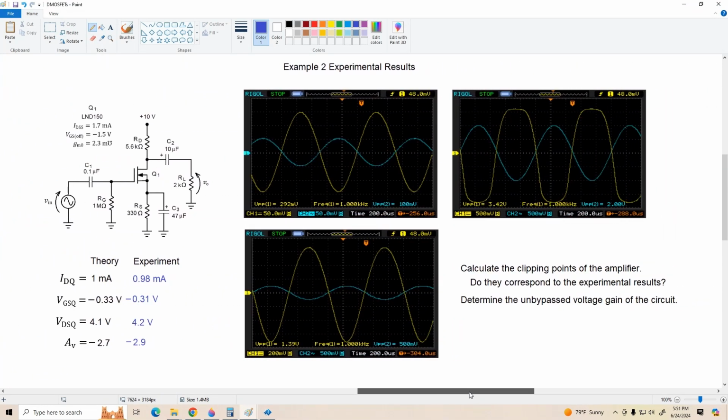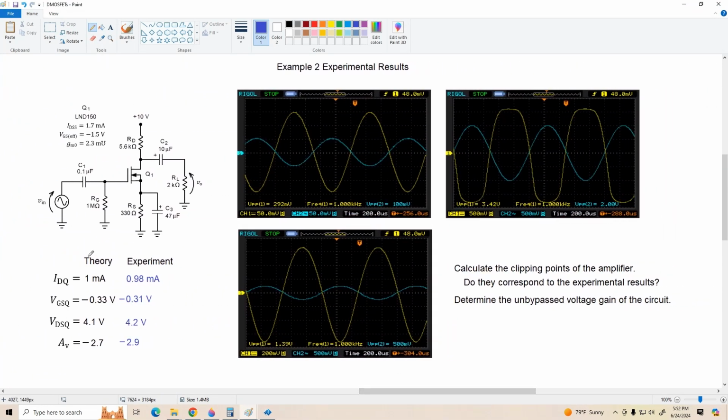All right, here's our circuit. I've carried across the theoretical values we calculated. The experimental values are shown here in blue. We got just slightly less drain current than predicted. Also, our VGSQ was just slightly off, pretty close. VDSQ, a little bit higher, 4.2 volts versus 4.1. And our experimental voltage gain was a little bit better than expected at negative 2.9 versus negative 2.7.